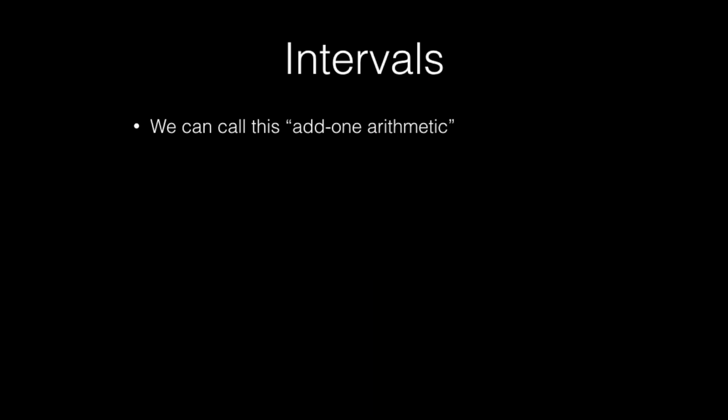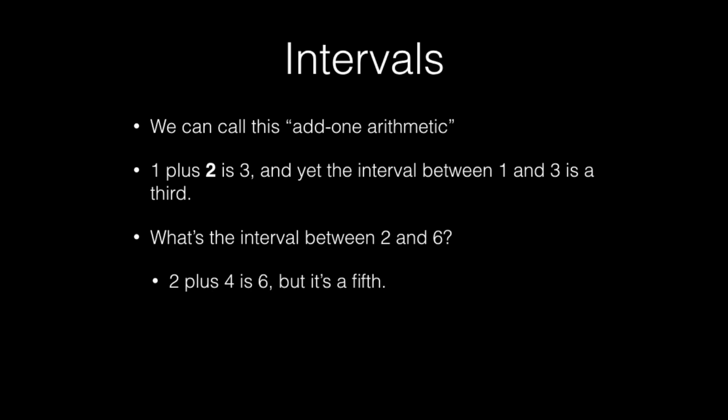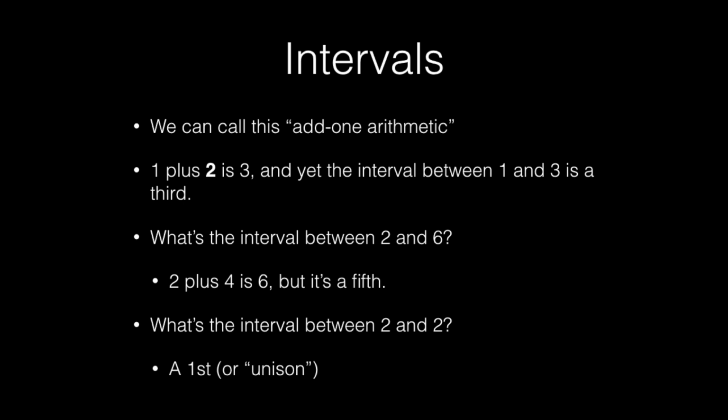We call this add 1 arithmetic, because 1 plus 2 is 3, and yet the interval between 1 and 3 is a third. So what's the interval between 2 and 6? Well, 2 plus 4 is 6, but it's a fifth, because there are 5 scale degrees, including 2. 2, 3, 4, 5, and 6. And that means that when we talk about the interval between 2 and 2, between the same scale degree, it's a first, or unison.